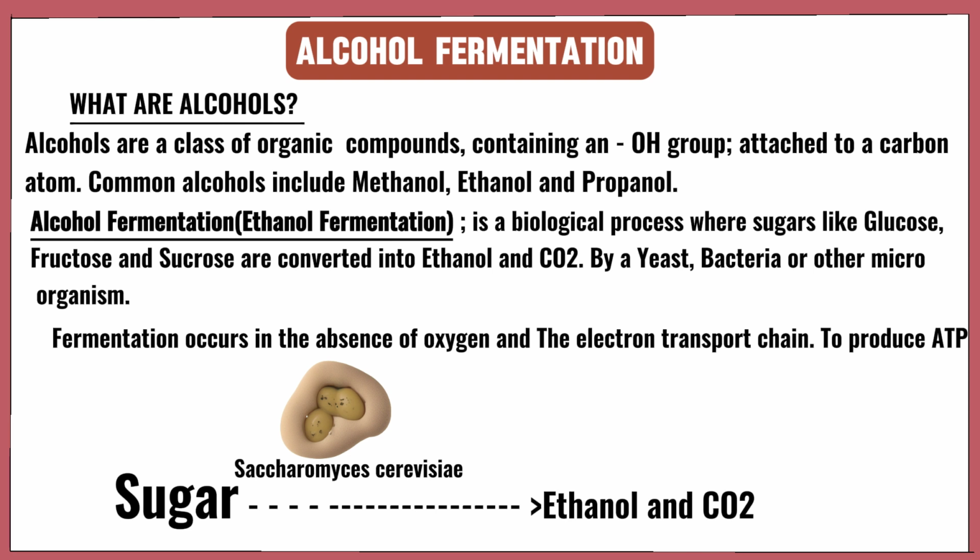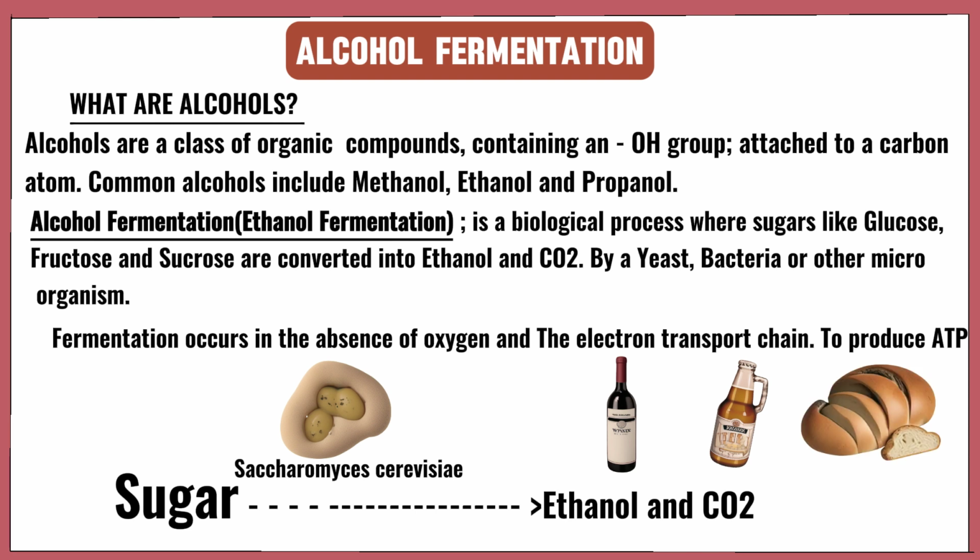The sugar is converted to ethanol and carbon dioxide by yeast fungi, mostly Saccharomyces cerevisiae, to produce either wine or beer. Also remember that the CO2 that is produced is also what is used in bread making that makes the bread rise, because CO2 is trying to escape from the bread, which makes the bread puffy.